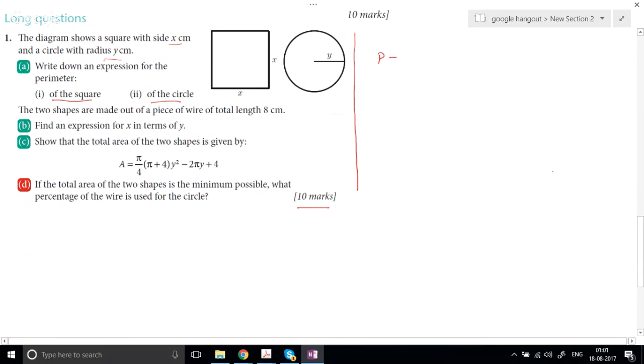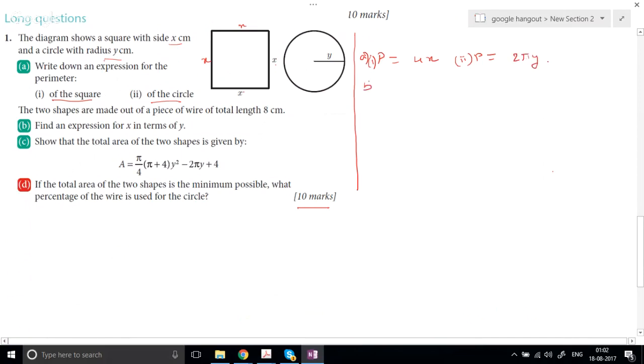So the perimeter of the square can be given as x plus x plus x plus x, so 4 times x. Now the perimeter of the circle. This is the A part of the question, first part, and this is the second bit of the question. The perimeter of the circle is nothing but the circumference, which is 2 times pi times y.